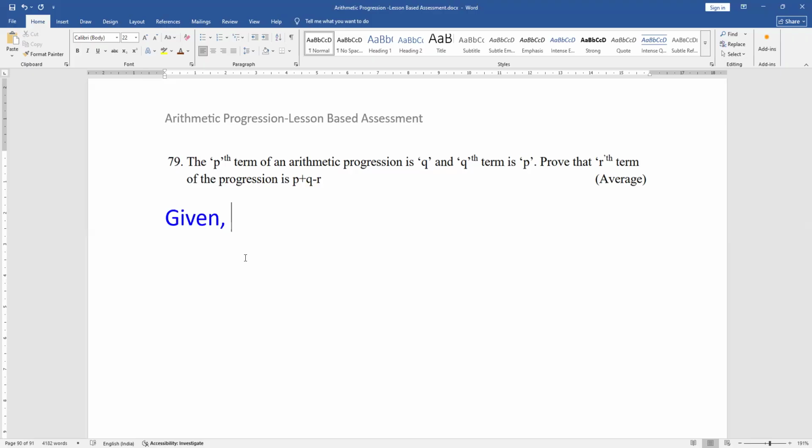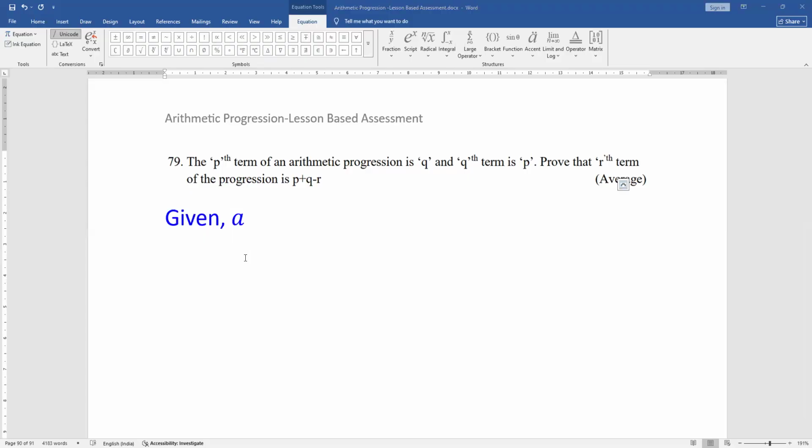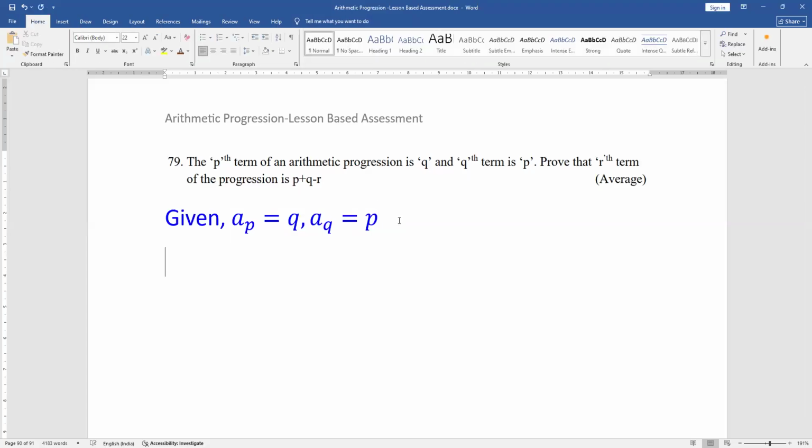Okay. So given AP is equal to q, so that is, the pth term is AP. And the qth term is AQ, the qth term is p. Then what we need to prove? We need to prove that the rth term AR is equal to p plus q minus r.